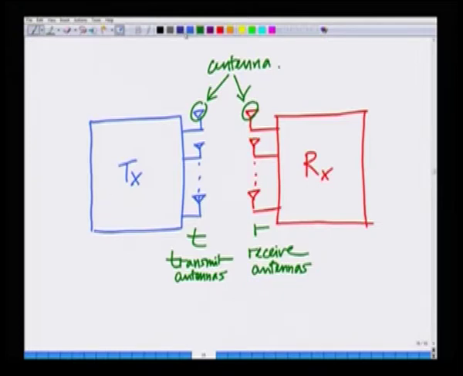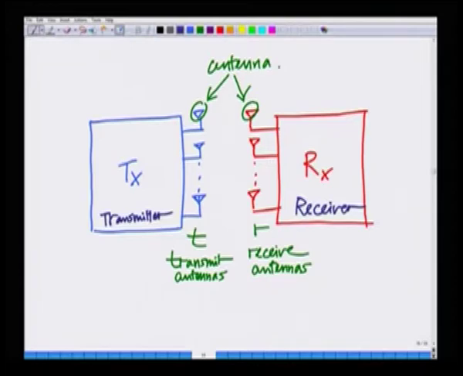Just for the sake of clarity, let me write this as the transmitter and this as the receiver. So, there is a transmitter, there is a receiver. The transmitter has T transmit antennas and the receiver has R receive antennas.